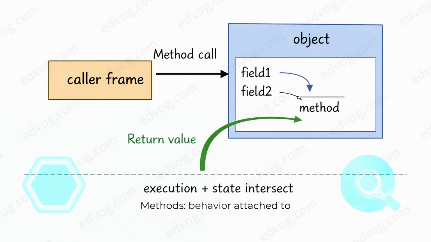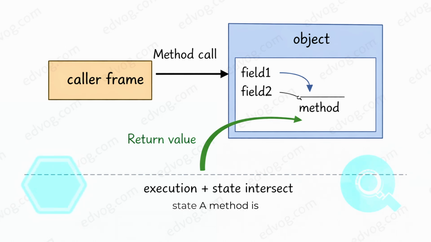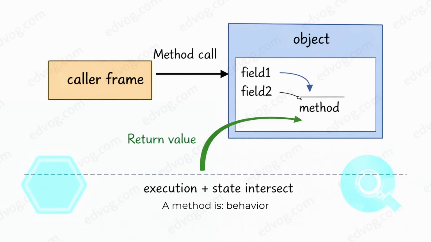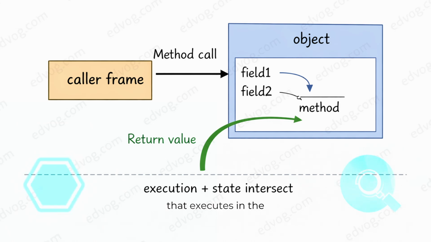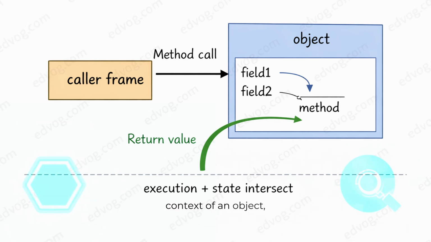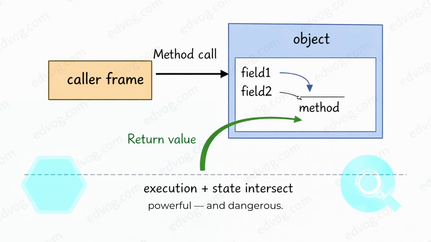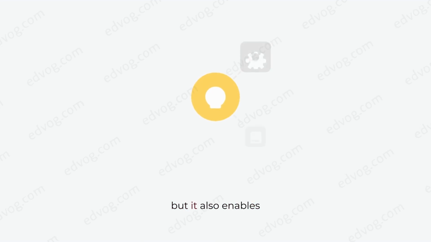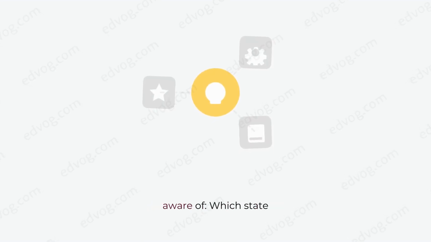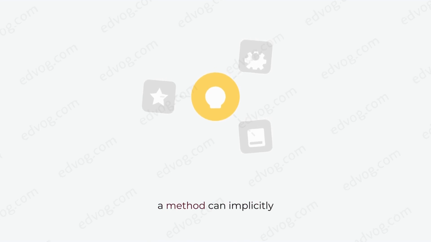Methods, behavior attached to state. A method is not just a function in a class. A method is behavior that executes in the context of an object, with implicit access to that object's state. This implicit context is powerful and dangerous. It allows clean modeling, but it also enables hidden coupling. Senior engineers are always aware of which state a method can implicitly touch.